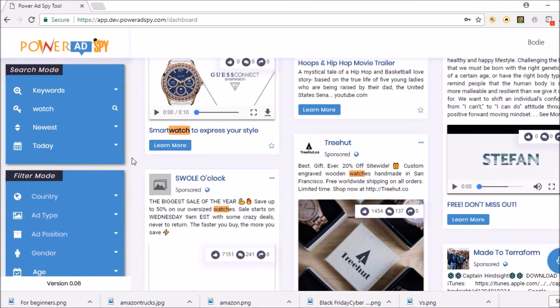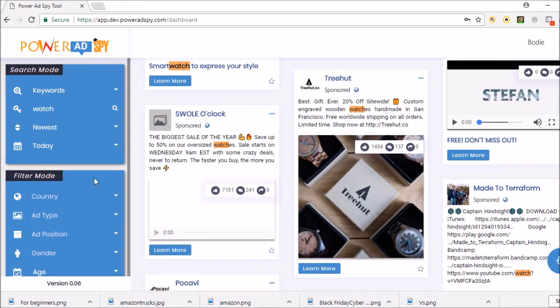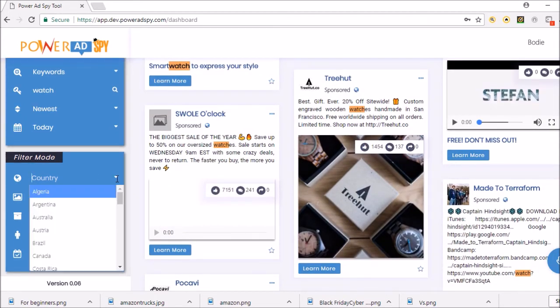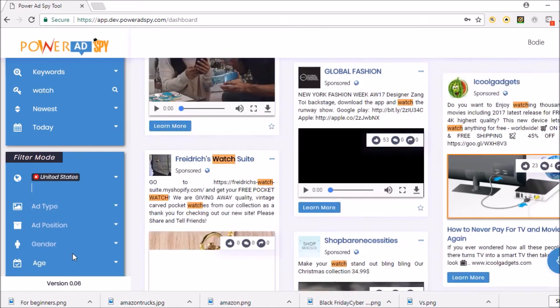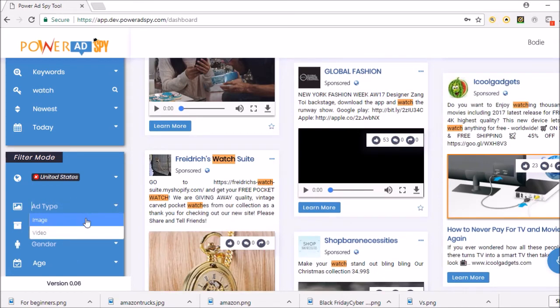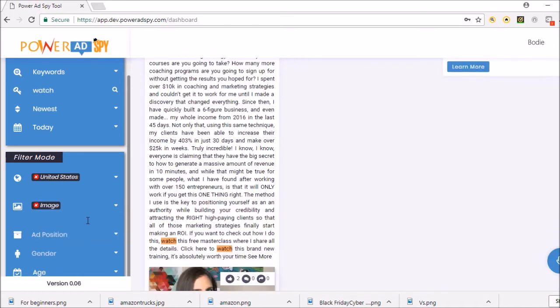What if we go today? Oh, actually, let's change all of these first. So country, let's go United States. Let's face it, that's where most of us are going to be looking and shipping to. So let's go ad type. Videos. Videos interesting. We might look at both. So image. It'll change that as well.